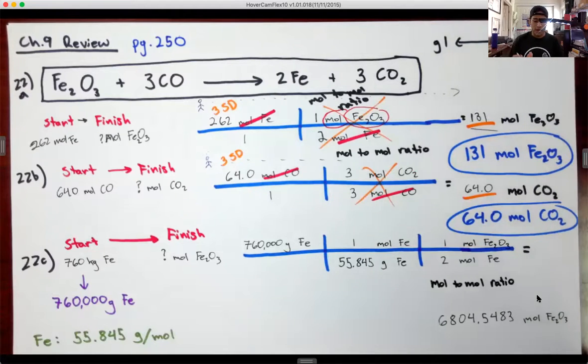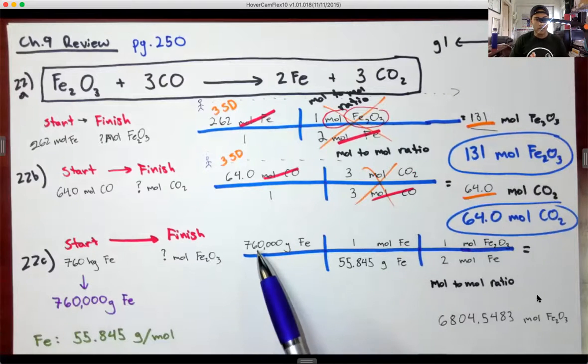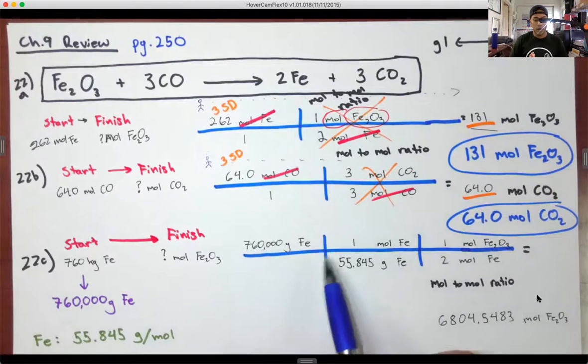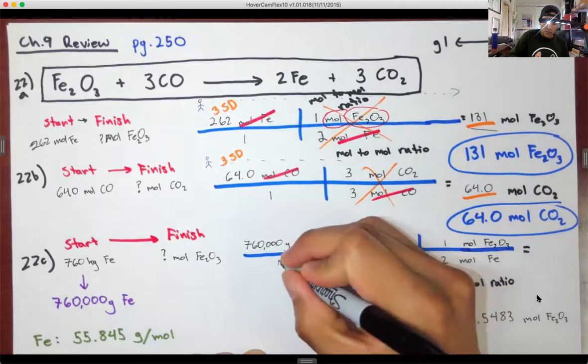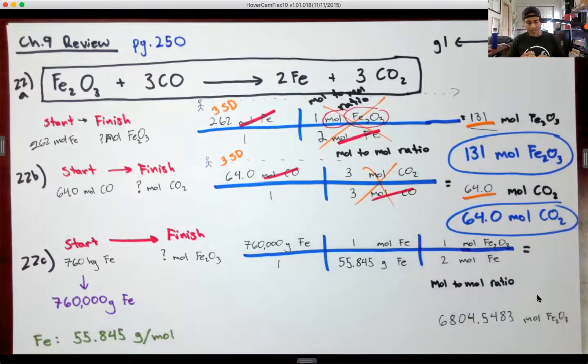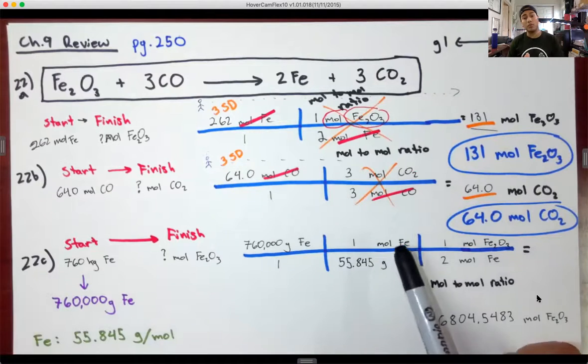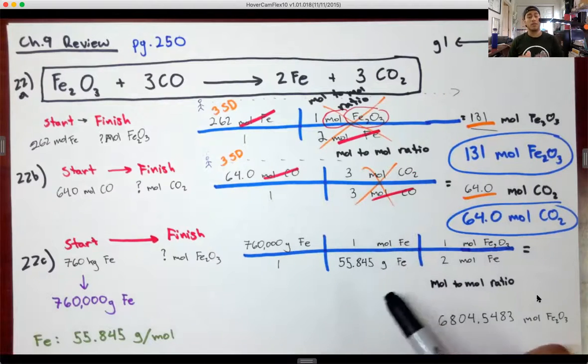So I went ahead and made the bridge. I wrote it out, okay? First thing we do is write 760,000 grams of iron, right? We write that there and we put it over 1 because that's what we're starting with, okay? Then we have to convert into moles of iron. So to convert into moles of iron, we need to see how many grams of iron there are in 1 mole of iron.